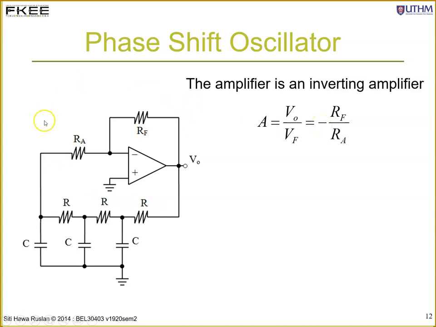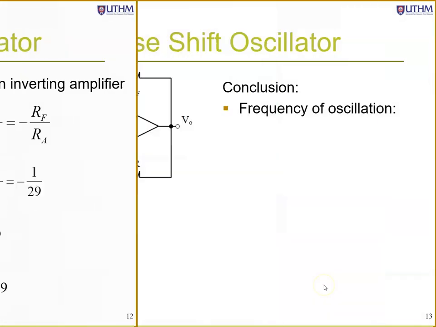You are familiar with this inverting amplifier. Okay, minus RF over RA, negative indicating a 180 degree phase shift. So beta is now minus 1 over 29. Beta multiplied with A, to satisfy the Barkhausen criteria, must equal 1. So the ratio of RF over RA will be 29. Okay, and the gain usually will be slightly greater than 29 in order to start the oscillation.